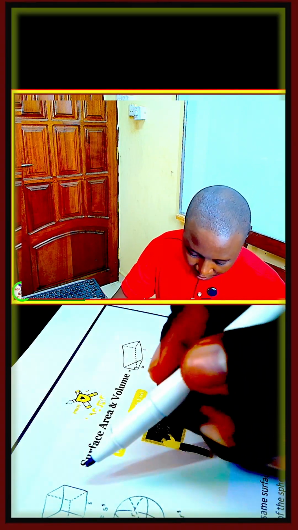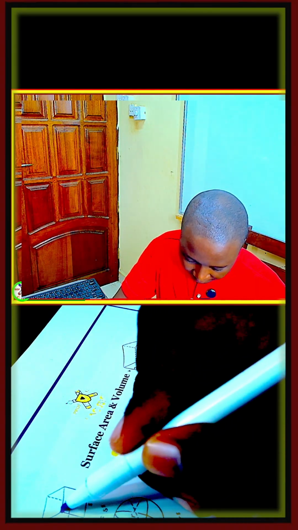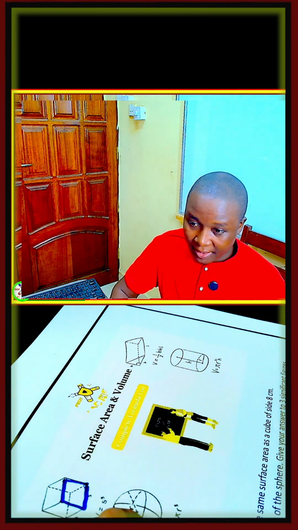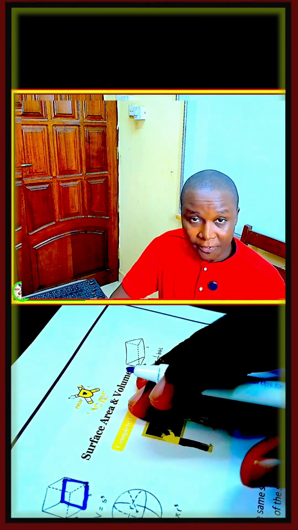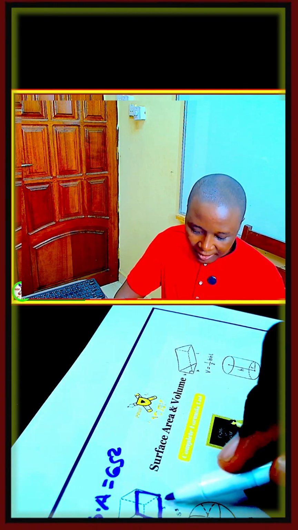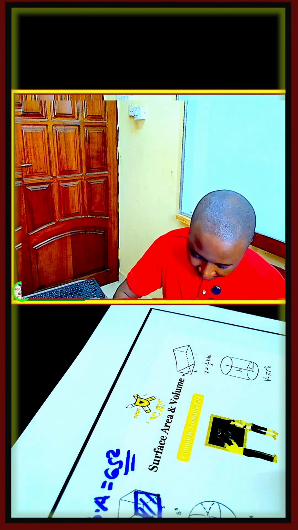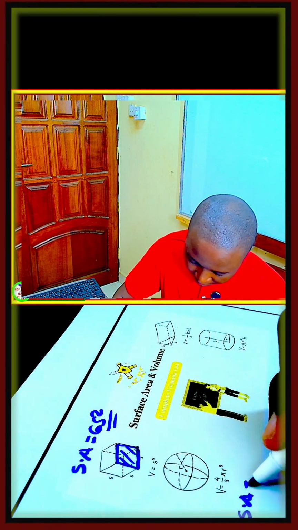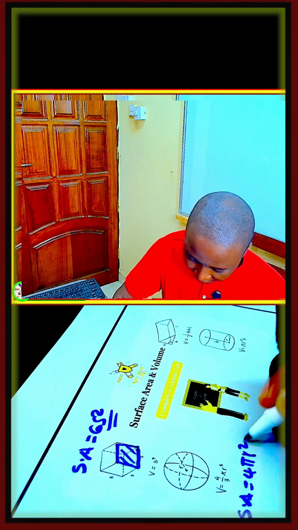So if we are talking about a cube, if you want to find the surface area of a cube, it is the area of one side times 6, because we are having 6 faces which are equal. So surface area of a cube is going to be 6s squared, because the area of one side is s times s, which is s squared. And surface area of a sphere is going to be given by 4 pi r squared.